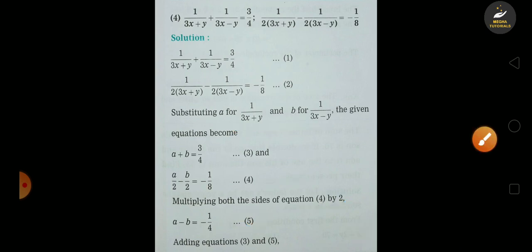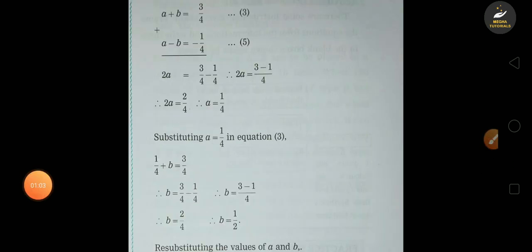So adding equation 3 and 5. So a plus b is equal to 3 upon 4 plus a minus b is equal to minus 1 upon 4. So this plus b and minus b will cancel. So you will get 2a is equal to 3 upon 4 minus 1 upon 4. That is 2a is equal to 3 minus 1 upon 4 because denominators are same. So you will get 2a is equal to 2 upon 4. That is a is equal to 1 upon 4. This 2 and 2 will cancel.